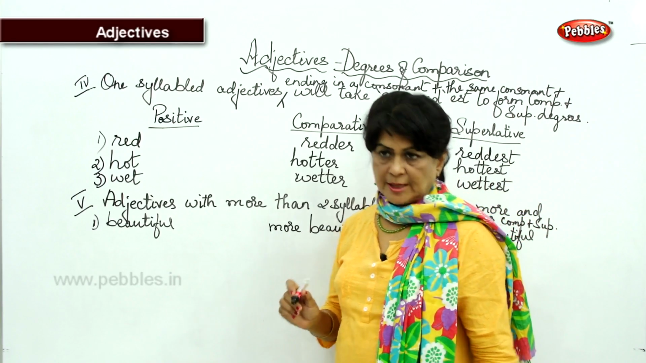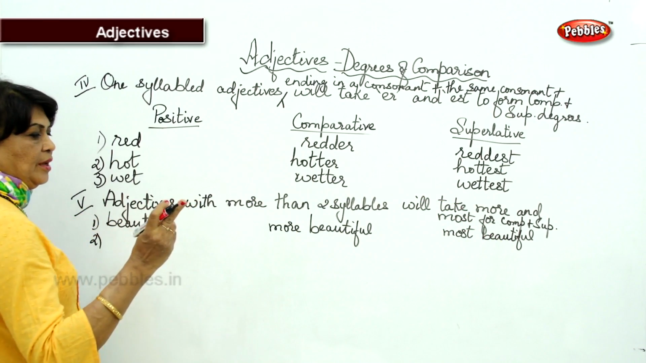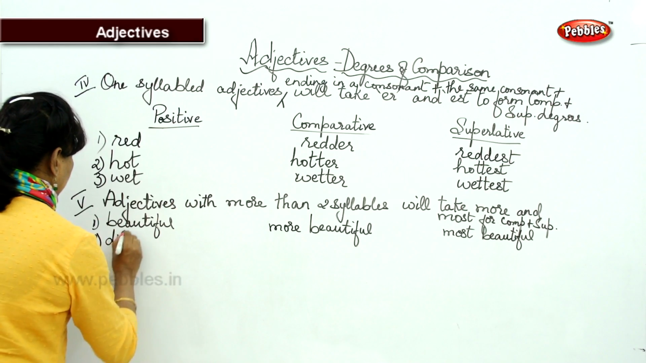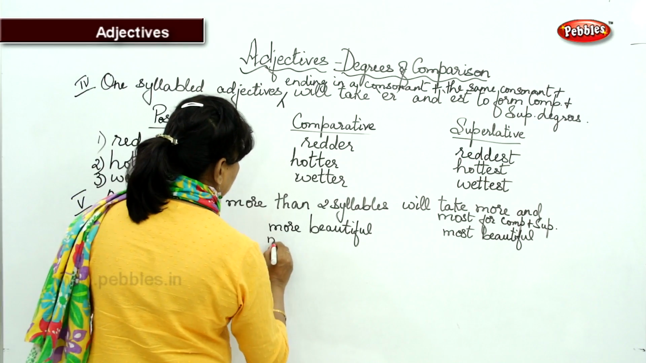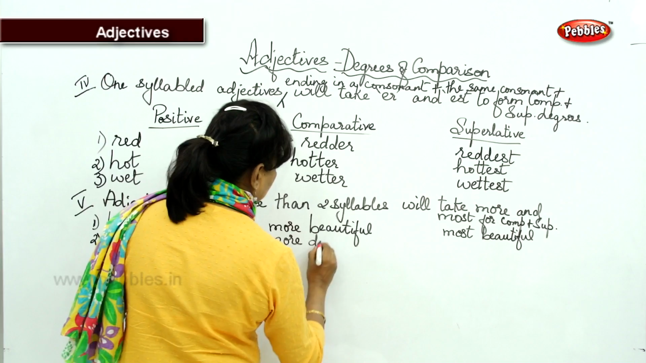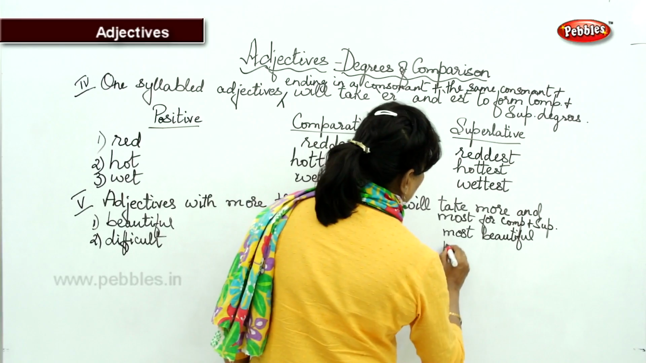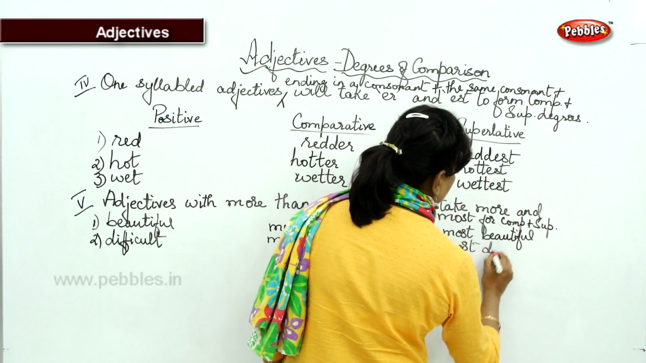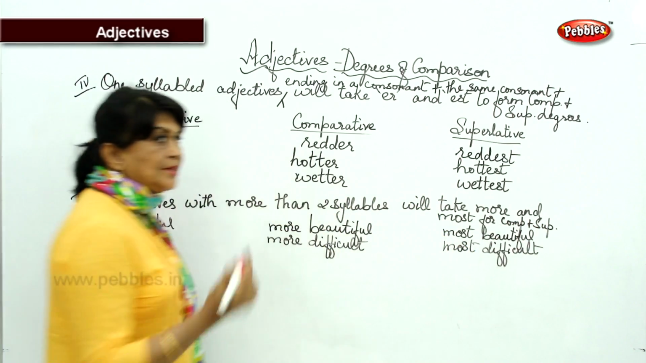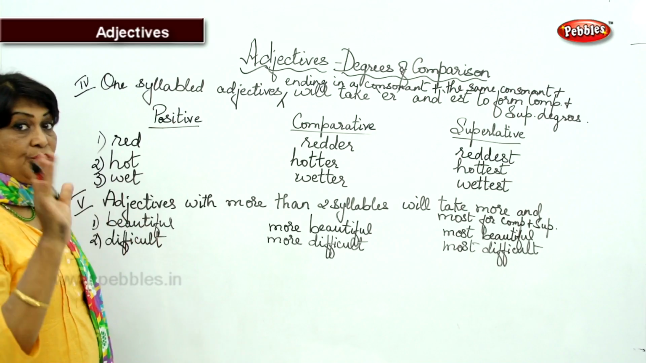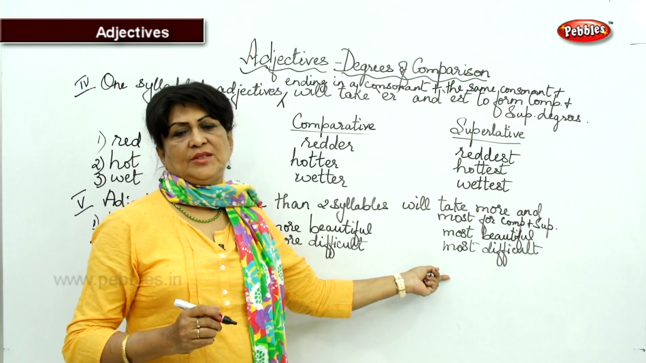Okay, difficult, courageous, all that. Difficult. More difficult. Most difficult. Courageous. Courageous. 4 syllables. Same way, more courageous, most courageous.